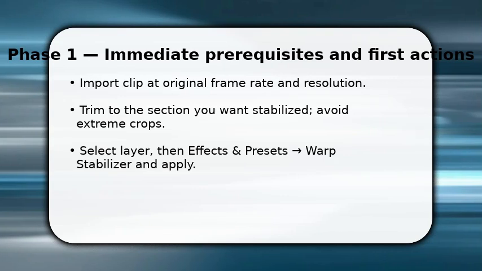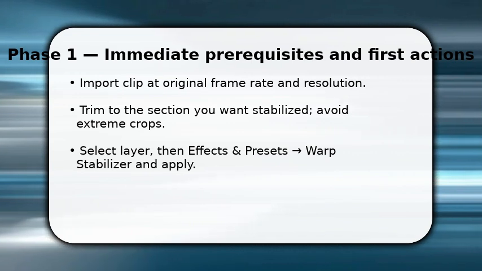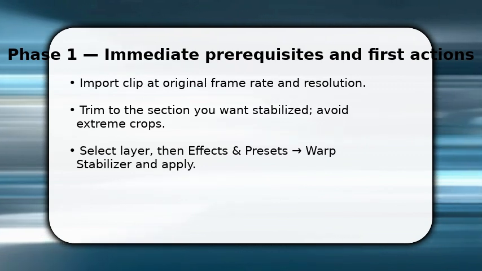You start by preparing the clip and applying the effect. Import your footage at the camera's frame rate, then trim to the exact action you need stabilized. Select the layer in the timeline, open Effects and Presets and drag Warp Stabilizer onto that layer.